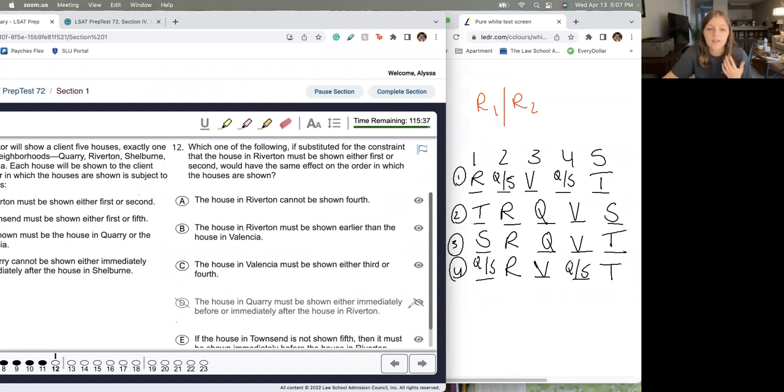So looking at A, the house in Townsend cannot be shown fourth. Well, that really doesn't do a whole lot. It just means that R can't go 4. So technically, I could put R in 5, T in 1, V in 3, Q in 2, S in 4. I could create a whole new world just on the basis of R not being in 4. It's not restrictive enough. It's not forcing R to go into 1 or 2. So that is not my answer choice.